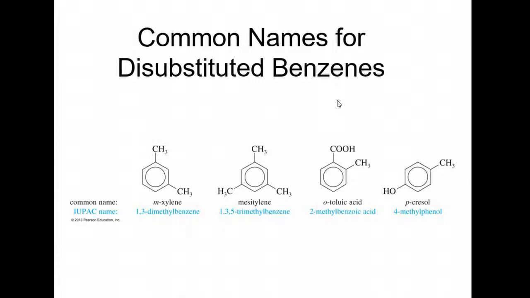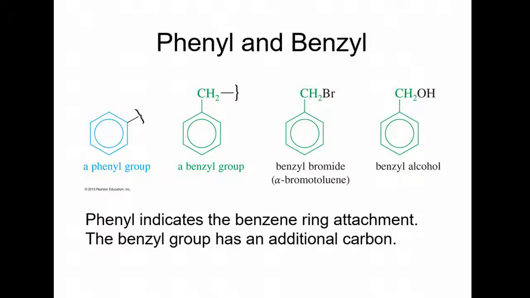Here are common names for disubstituted benzenes. There's something called xylenes. There's ortho-xylene, meta-xylene, para-xylene. You have 2 methyl groups. All right, this one we're really not going to worry about. I don't really want to worry too much about these. Just know that they do exist. But I don't want you to know these or to memorize them.